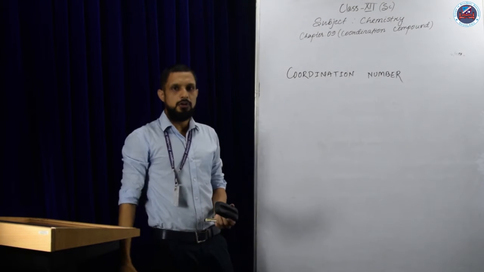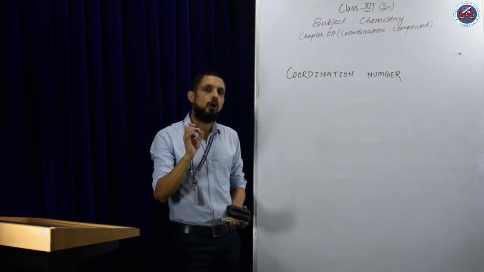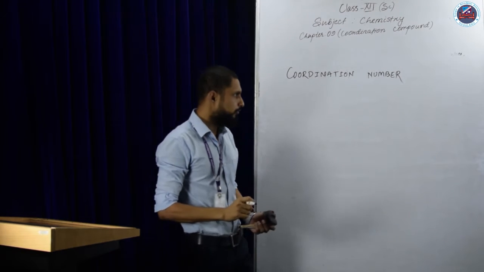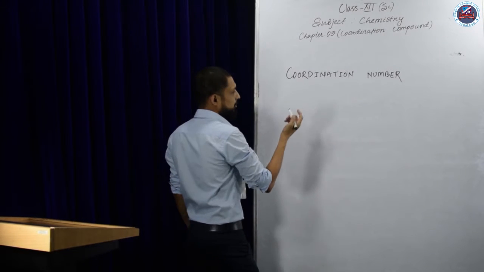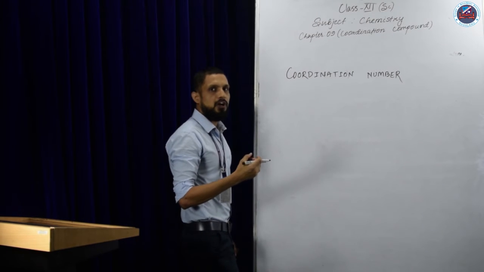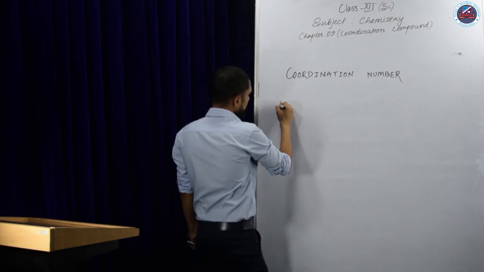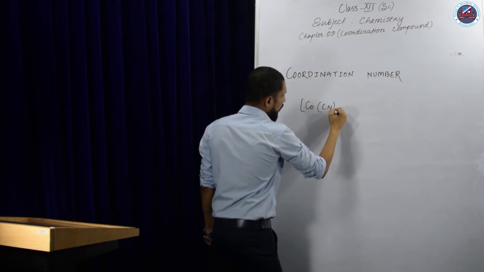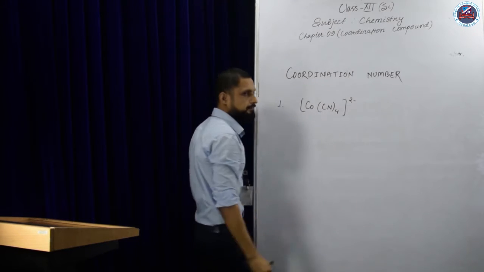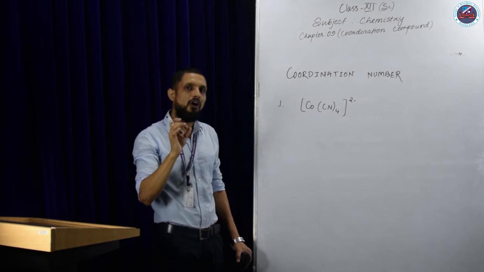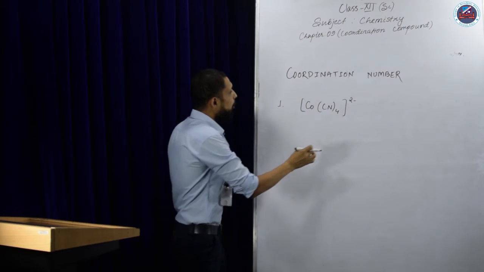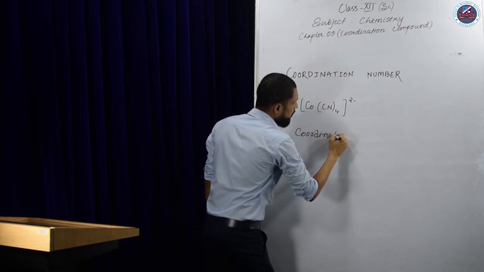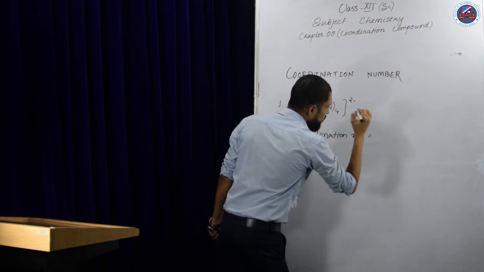So coordination number is basically the number of donor atoms present in the complex compound, that is coordination compound. So let us see how to calculate the coordination number. We'll try to understand with the help of examples. So the first example, Co(CN)4 whole, charge is 2 negative. Now when we calculate coordination number, we calculate it for the compound. So the coordination number of this compound is equal to.